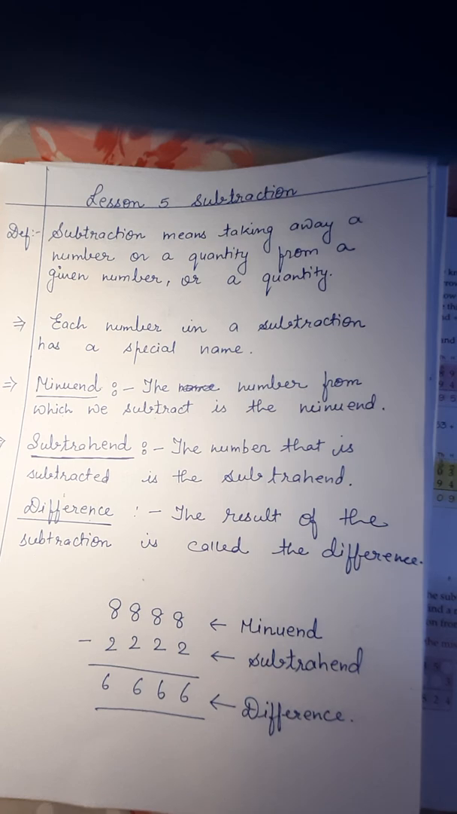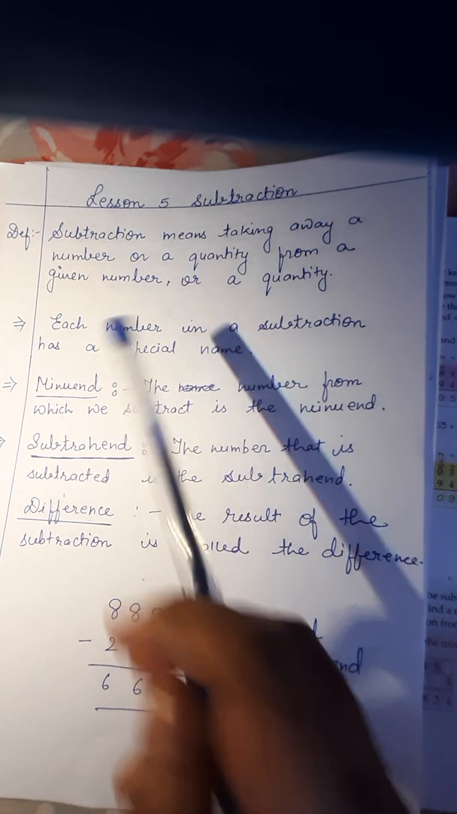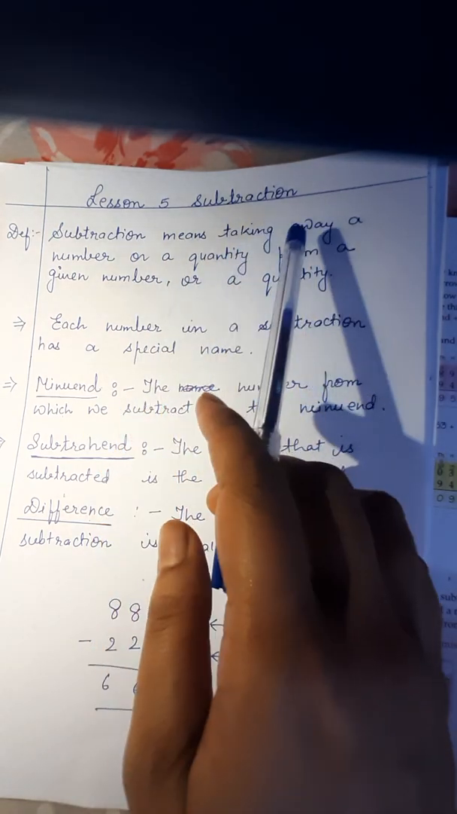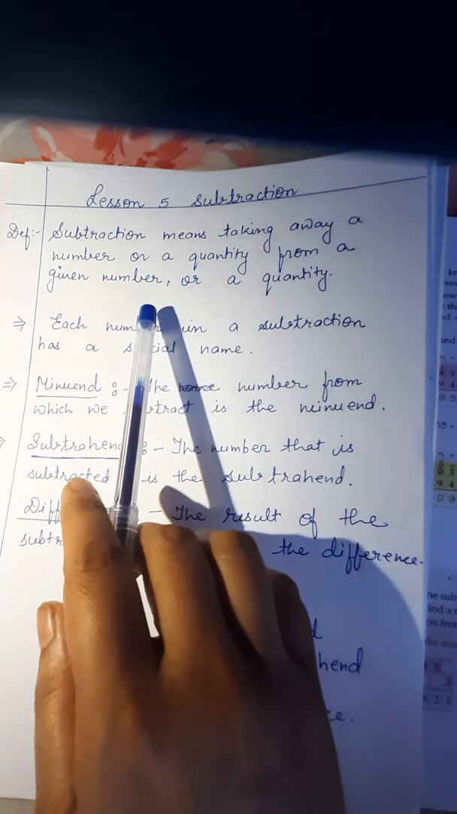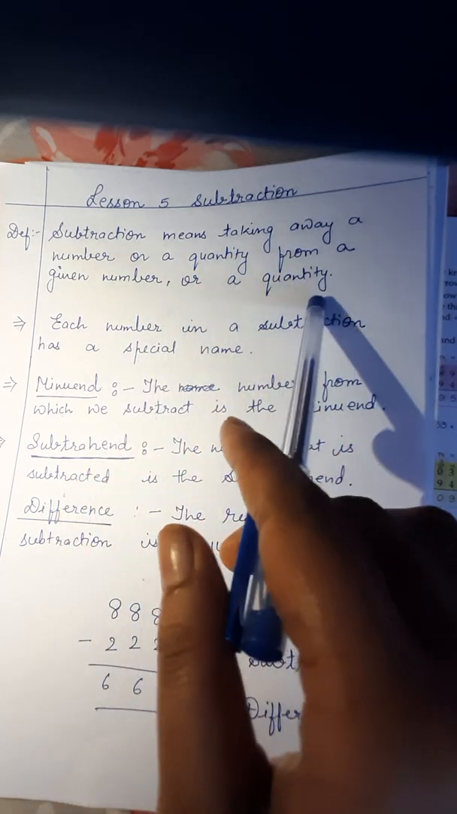Children, today we will start with a new chapter, subtraction. So let's start. First, we will see the definition of subtraction. What is subtraction? Subtraction means taking away a number or a quantity from a given number or a quantity.